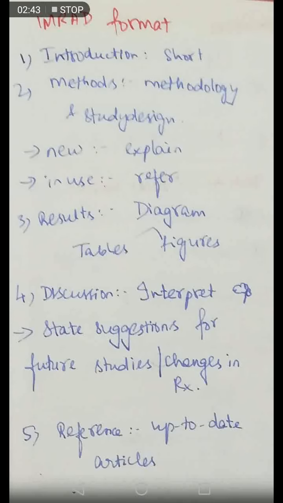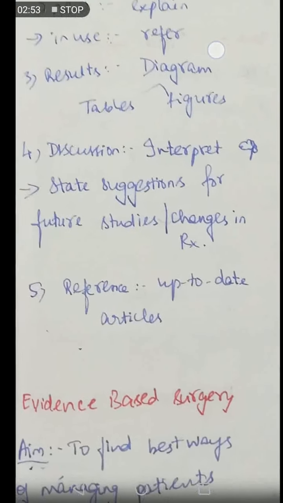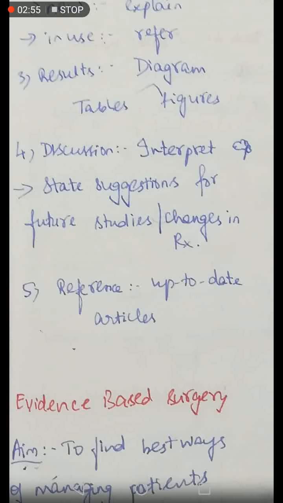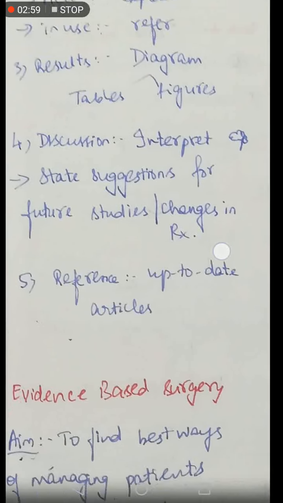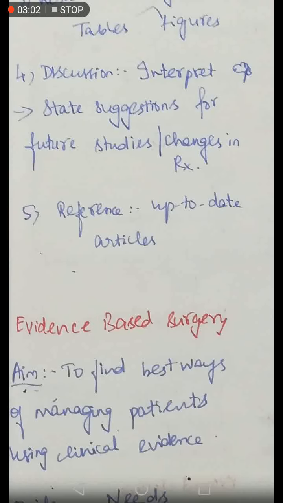If it is new, we need to explain the entire study design. But if it is already in use, for example PCR or ELISA, we just have to tell the name. We don't have to explain it. Results should include diagrams, tables and figures too, because they are easy to understand. Discussion will interpret the findings. Whatever findings were there, we have to interpret them, and it has to be done intelligently.